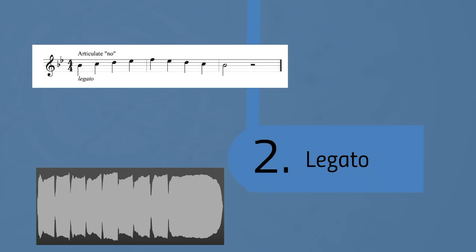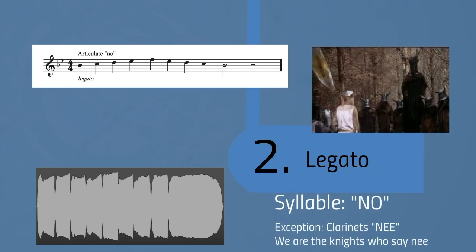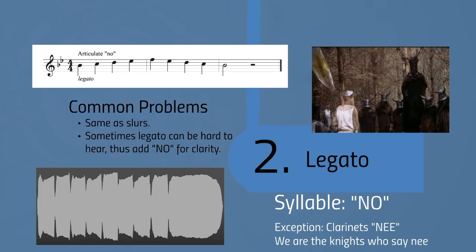To play legato, remember we were trying to make a difference between the smoothest slur and the hardest accent. So for legato, today we're going to use the syllable no. Unless you're a clarinet or maybe an oboe, you're going to be just like the knights who say ni, e, e. You want that e at the end. The end for the no and the ni is nice and soft. There isn't an air accent. That helps us start the note without having the really big accent.